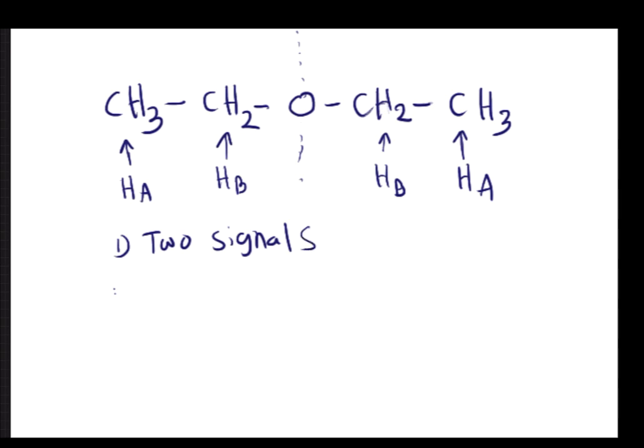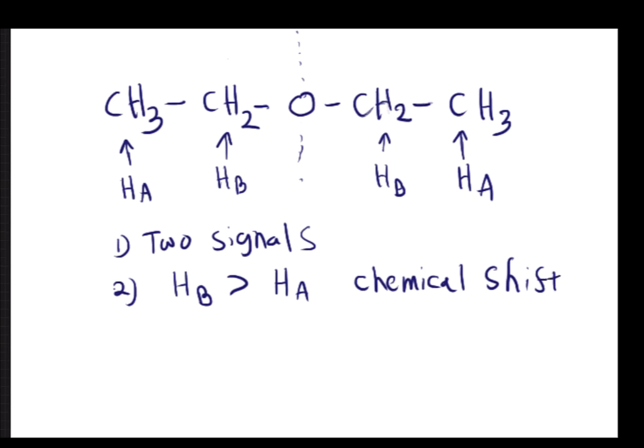And now let's talk about where they're going to show up in a relative sense. Because of the electron withdrawing capabilities of oxygen, HB resonances are going to be higher frequency than HA. So I'll just say HB greater than HA, and this is with respect to the chemical shift, the ppm value, which is delta. So we expect the methyl group to show up first, if you will, going from right to left in the NMR spectrum.